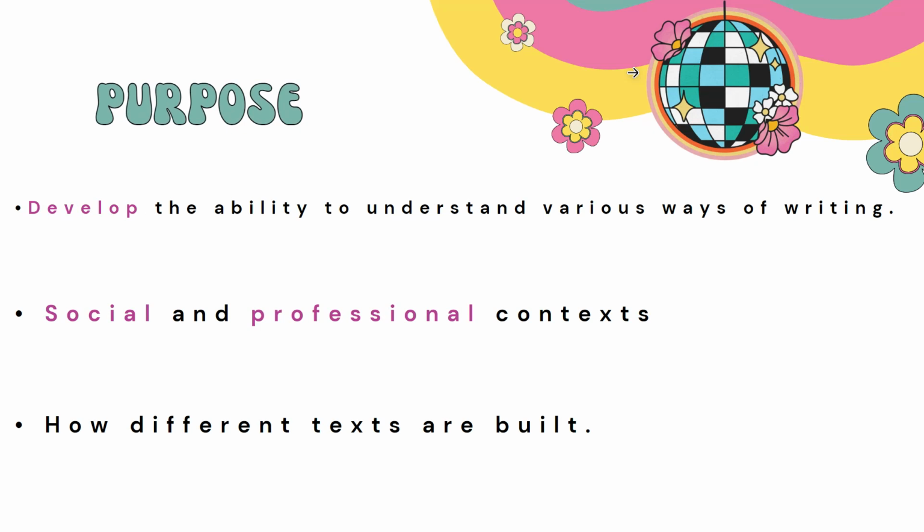And first of all, let us talk about the purpose of this part of English studies. The purpose of this part is to develop our ability to understand various ways of writing. This ability is important for us to have for both social and professional contexts. To see examples of different texts will help us to both understand how different texts are built and also develop our own ability when it comes to writing. Okay?